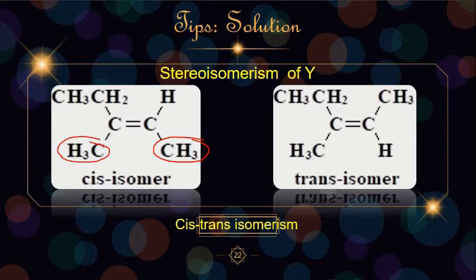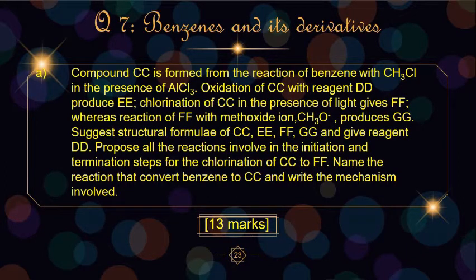Okay, so the next question is question number 7. Benzene and its derivatives. Compound CC is formed from the reaction of benzene with CH3Cl in the presence of AlCl3. Okay, so the first one you need to get CC. Oxidation of CC with the reagent DD produces EE.